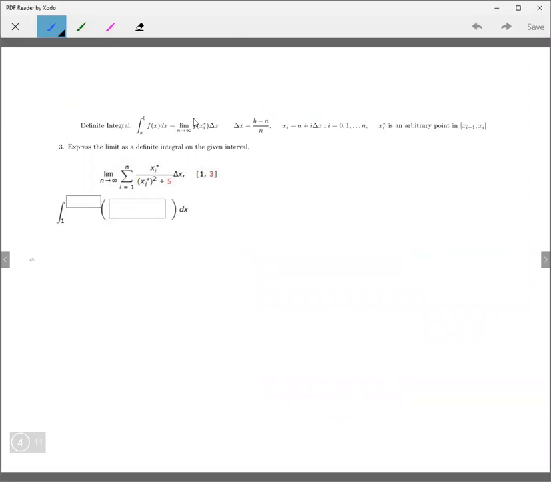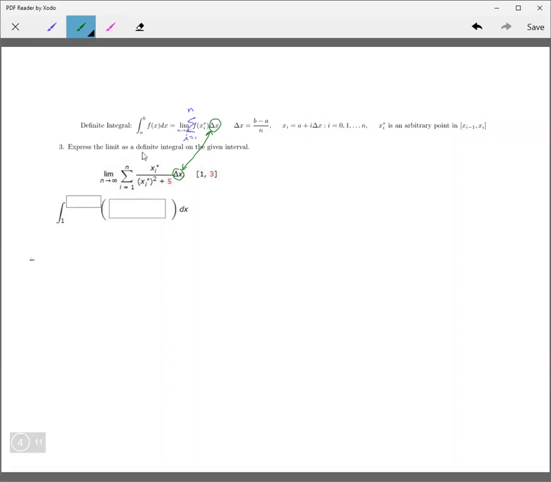And again, I messed this up. I should have put that in there. Express the limit as a definite integral on the given interval. So you have this right here, and you want to figure out what's going on. Now we compare the delta x, and there's a delta x there too, so that's really convenient. So now we just have to think about the rest of it.